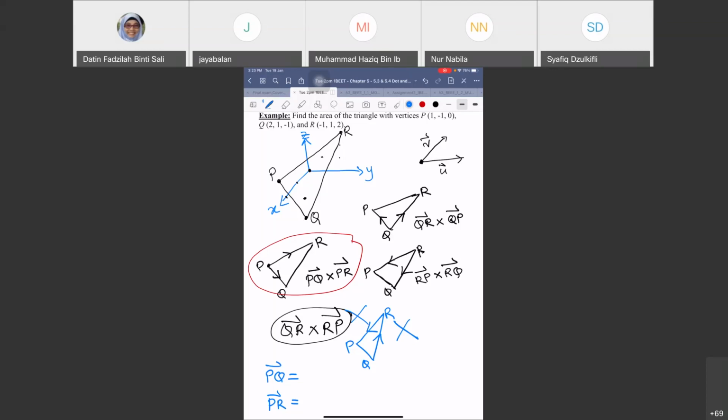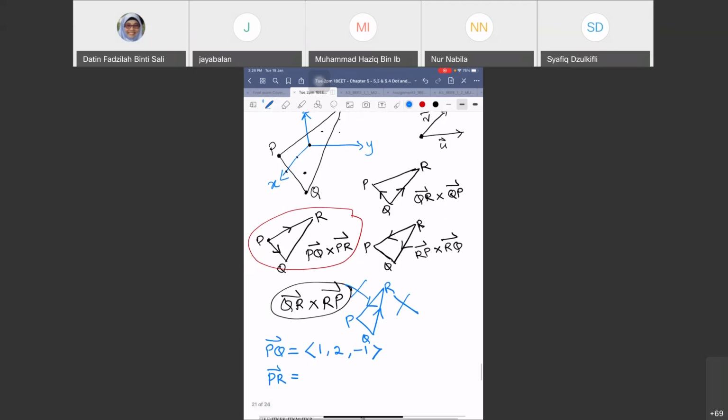Back to this one, PQ. Look at the point P: P is (1, -1, 0), and Q is (2, 1, -1). So for PQ, 2 minus 1 for the X component. For the Y component, 1 minus minus 1, which is 2. For the third component, minus 1 minus 0, so minus 1. That is my component for the PQ vector.